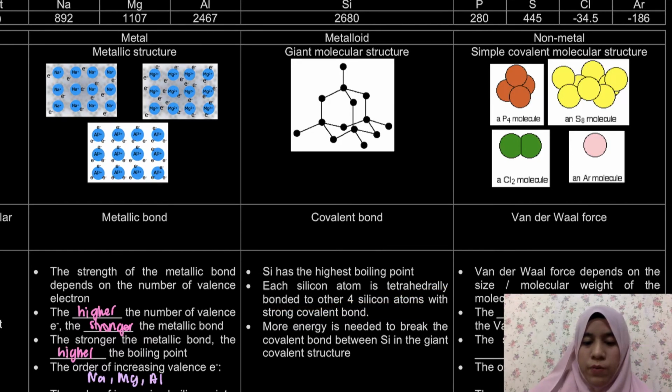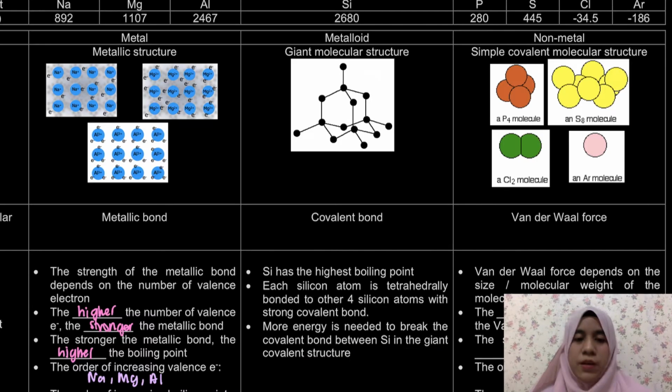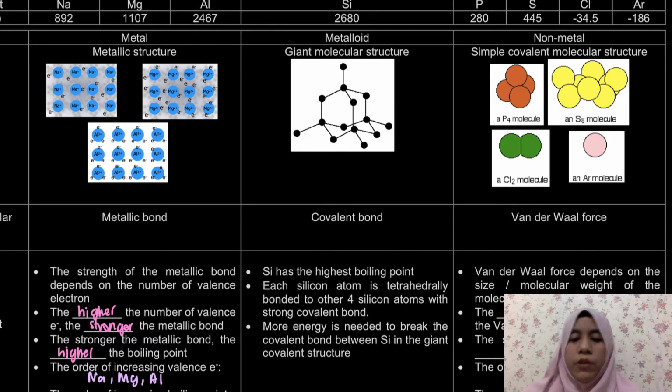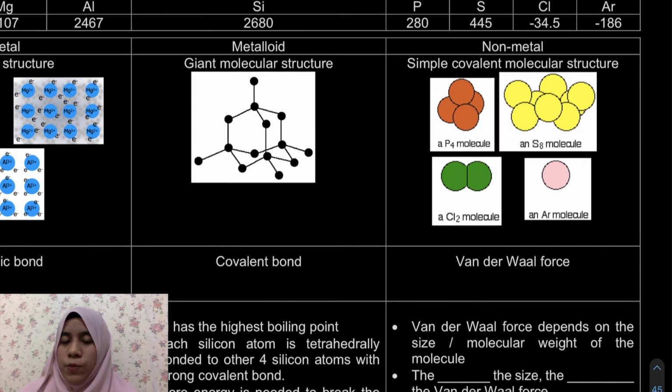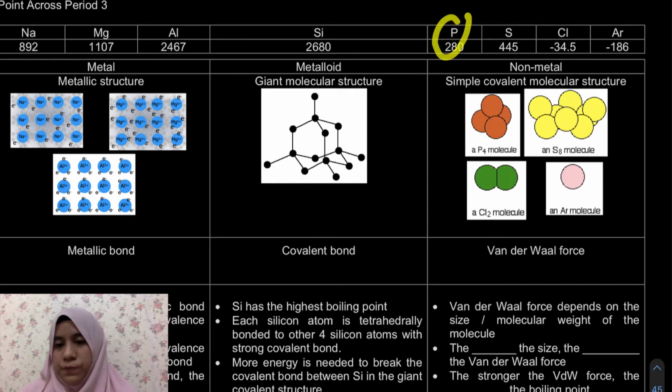Okay, so more energy is needed to break the covalent bond because silicon is in the giant covalent structure. So, the structure is very big. So that's why we need very high energy. We need a higher energy if we want to break the bond between the molecules itself. Okay, last but not least is between our phosphorus until our argon.